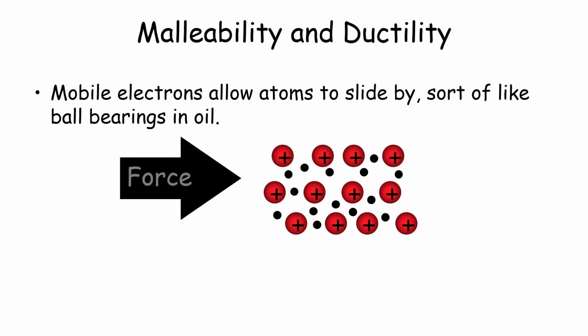So this pool of electrons that is in the middle of those cations helps them slide past and not be on top of the other cations. So that's why it's easier for the metals to change their shapes.